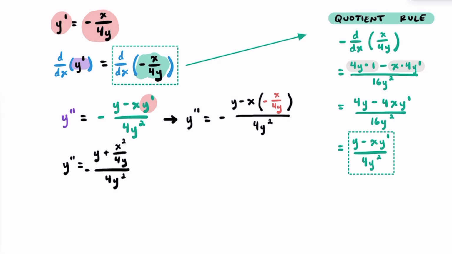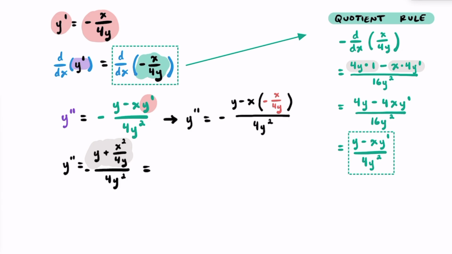So at this point, all the calculus is kind of done. We just have to clean this up using our knowledge from Algebra 2 and pre-calc dealing with some complex fractions. So if we take a look at the numerator here, we need a common denominator. So I'm going to multiply this y by 4y over 4y, so we get common denominators over here.